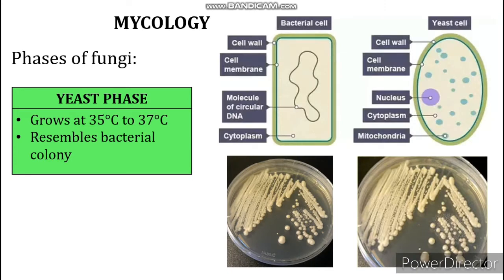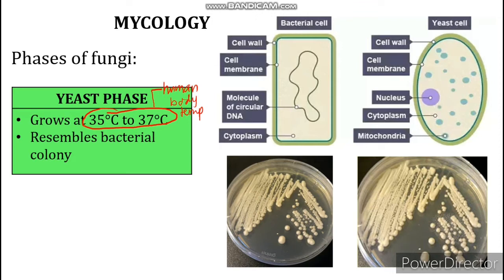While for the yeast phase, it grows well at the temperature of 35 to 37 degrees Celsius. So notice this is usually in the human normal body temperature. So kaya sa mapapansin nyo, mas common yung pagkakaroon ng yeast infections sa humans kasi this is our normal body temperature.